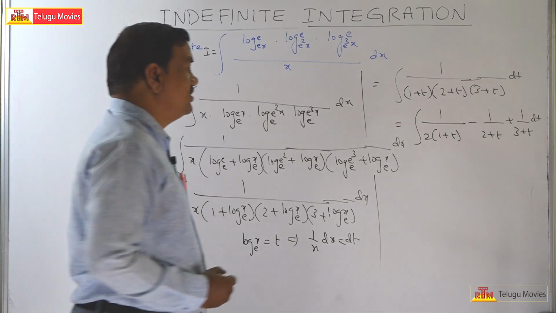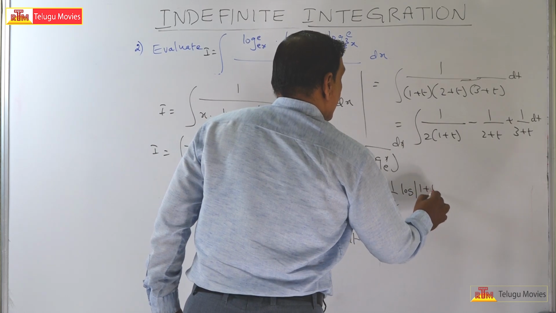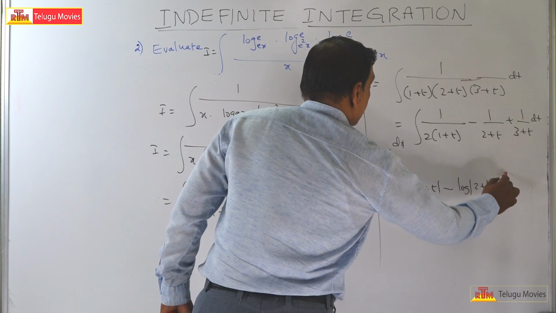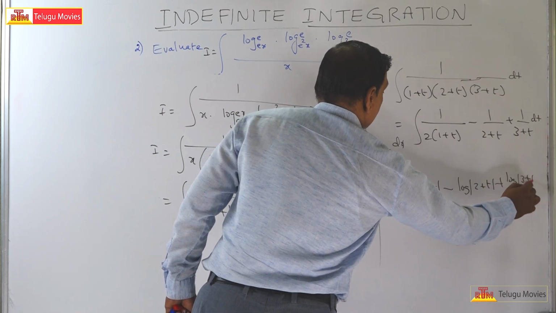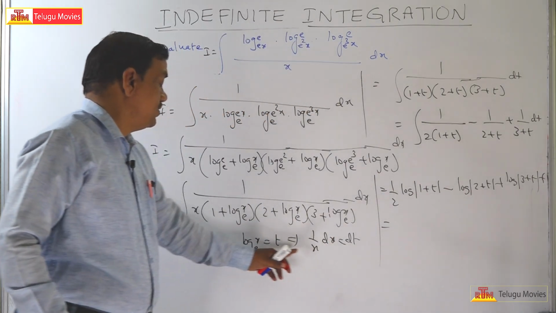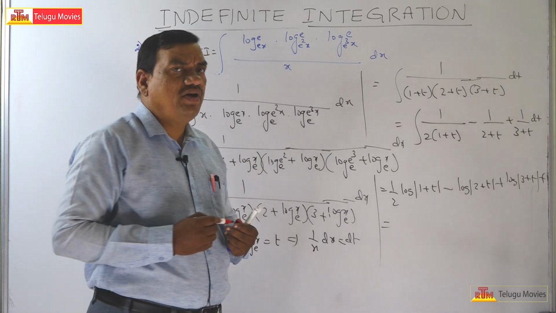So, this is equal to 1 by 2 log of 1 plus t minus log of 2 plus t plus log of 3 plus t, plus c. In place of t, you will write down log x to the base e. So that will be your final answer.